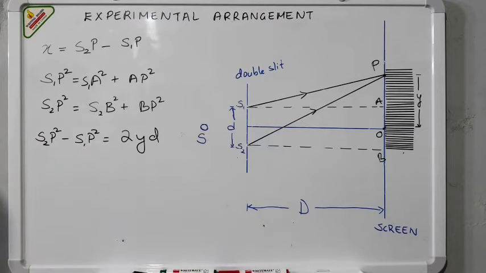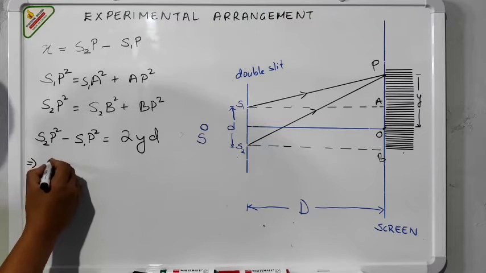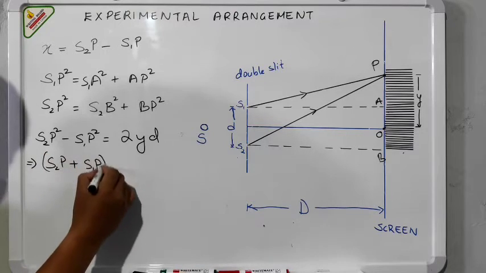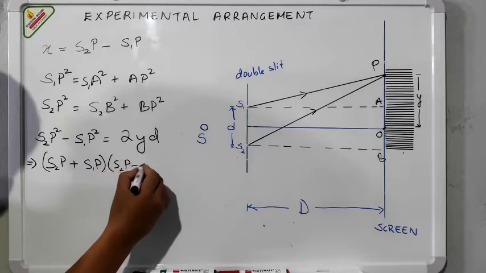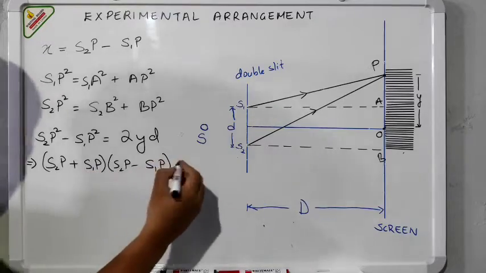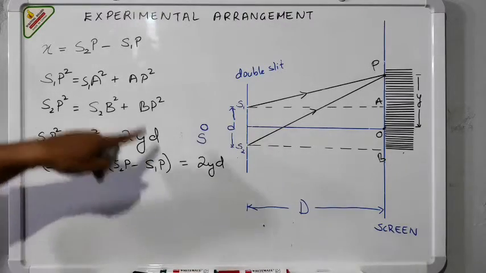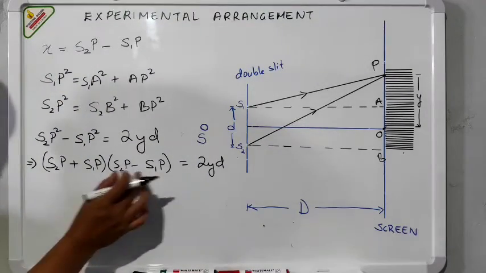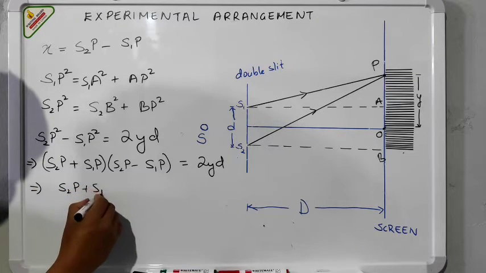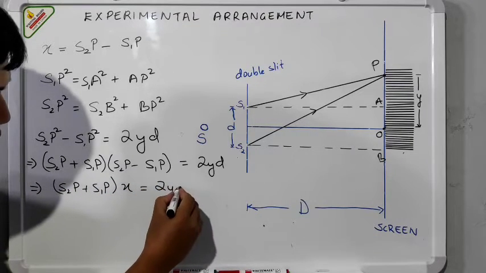And this is A square minus B square. Factorizing it, what do we get? S2P plus S1P into S2P minus S1P. A square minus B square is A plus B into A minus B. It is 2yd. S2P minus S1P is x, so we can replace it with x. So S2P plus S1P into x equals 2yd.